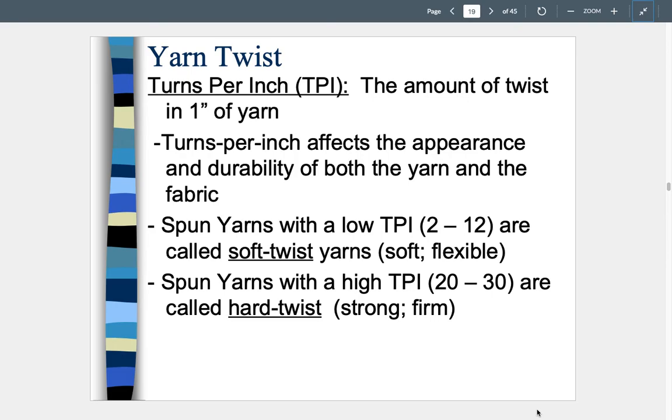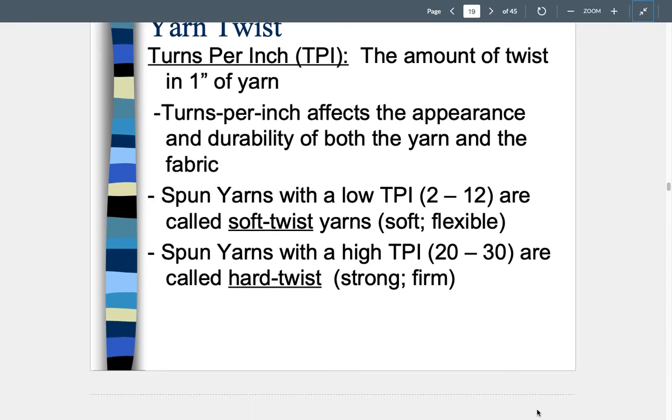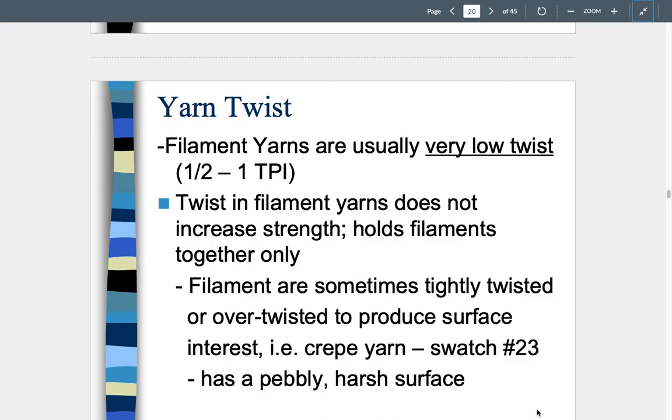How many twists per inch are there in the yarns that you're given? Now, when it comes to filament yarns, they usually have a very low twist, anywhere from a half a twist per inch to one twist per inch. So again, you are going to be assigned some filament yarns made up of filament fibers.